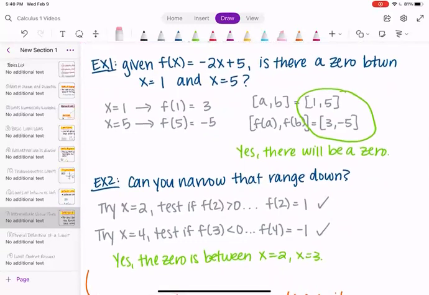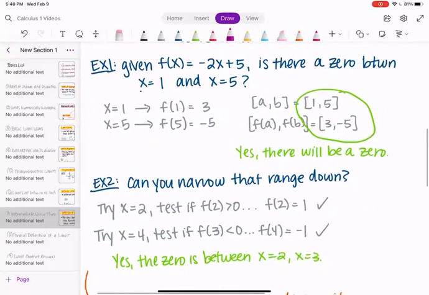So the first example is that wide window. I'm looking between x equals 1 and x equals 5, and I'm evaluating this function. Step 1 is to find my f of a and f of b. Here, a is 1 and b is 5. I find them by plugging my values into the function I'm given. So if I plug in 1, I get -2 times 1 plus 5, which is 3. Boom, that's my f of a.